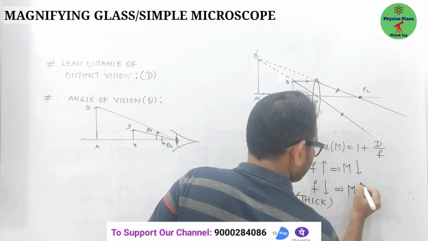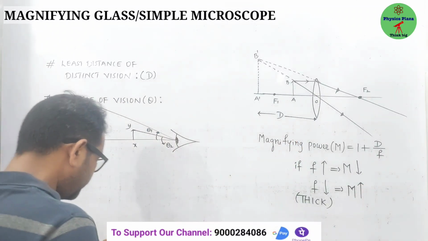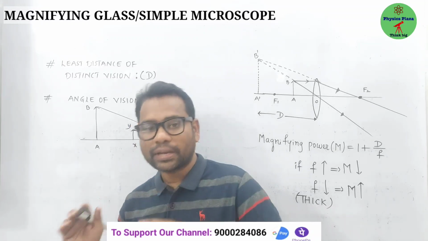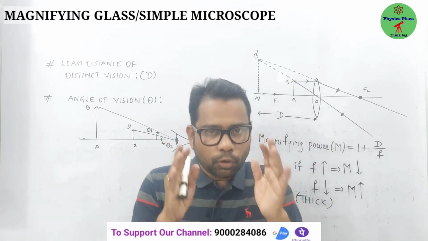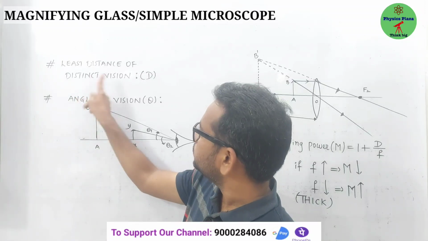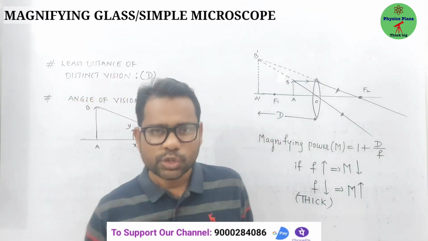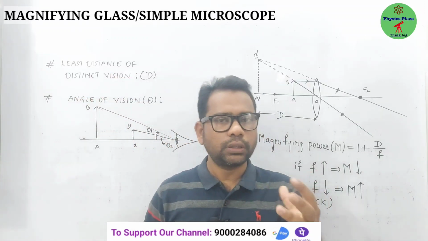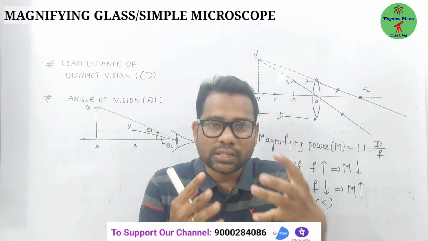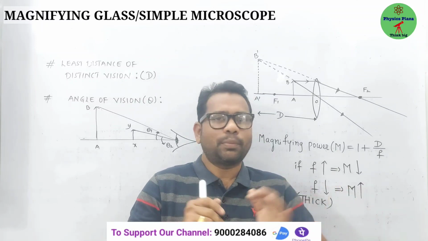Magnification will be more. Now, children, here is a very important last topic. It is all about the magnifying glass. Before going to understand the magnifying glass, first we need to understand the least distance of distinct vision. Children, what are the objects placed in front of your eyes that you can see very clearly or in a comfortable manner?